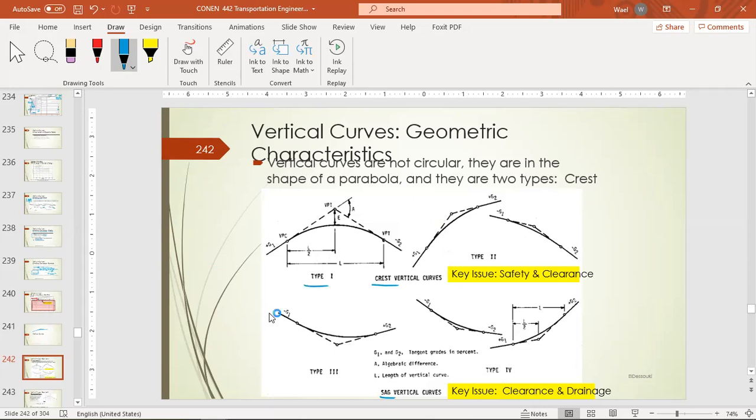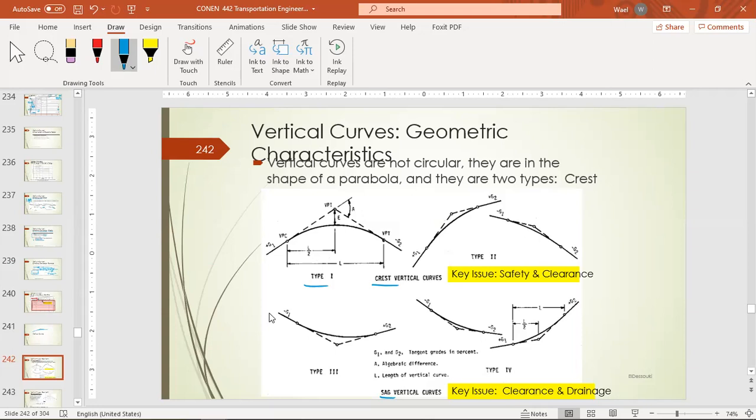This is type 1, that means you have a positive grade and a negative grade on one side, and sometimes you have two positive grades, but the second grade is less than the first grade. Or you have two negative grades and the second grade is greater than the first grade, and so on.